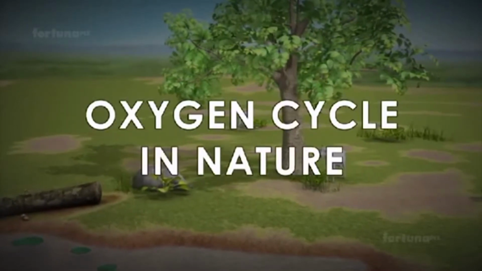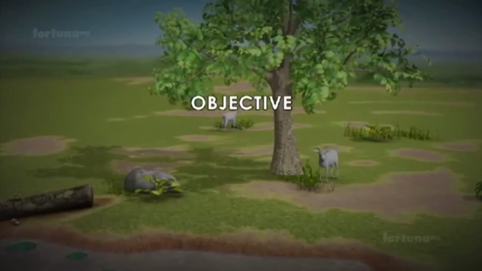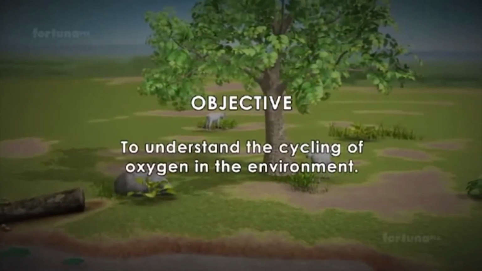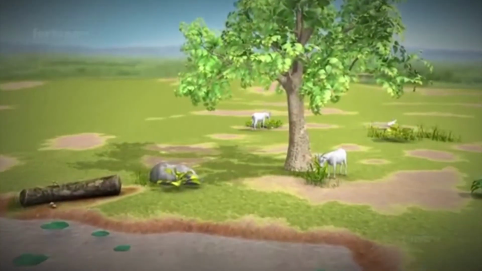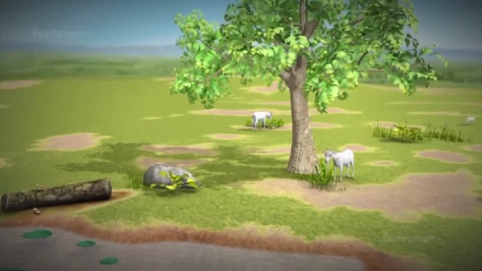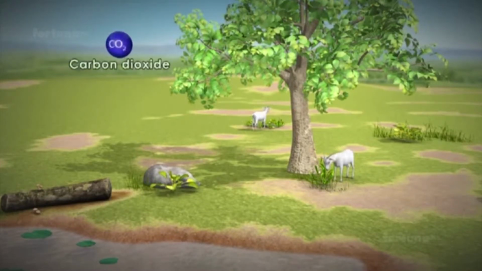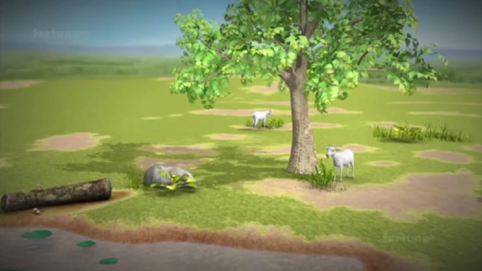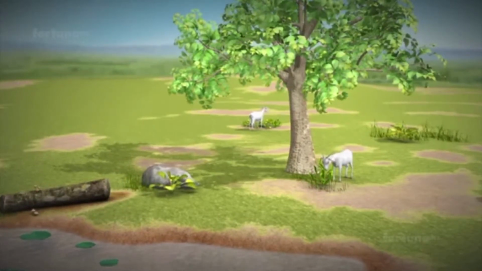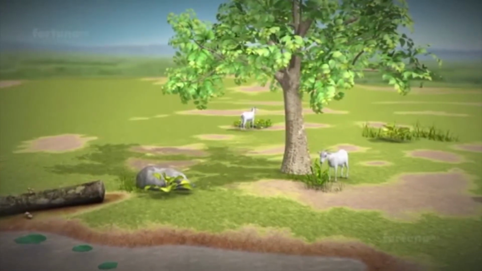Oxygen cycle in nature. Objective: to understand the cycling of oxygen in the environment. In an ecosystem, the interactions between and activities of producers, consumers, and decomposers will result in the release of many chemical substances such as carbon dioxide, oxygen, nitrogen, and water. In this session, let's look at the oxygen cycle and see how oxygen moves through the environment.